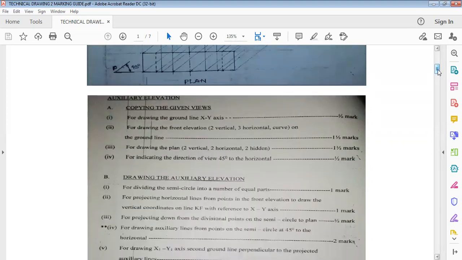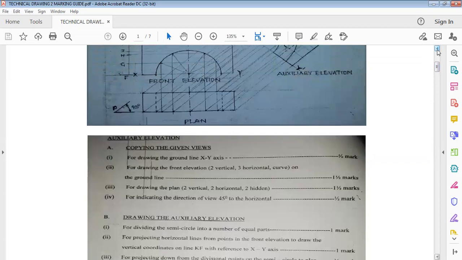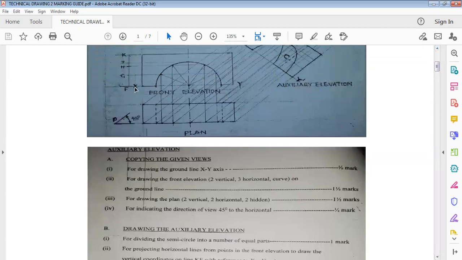Now, for copying the given views, what are the things that you are expected to put in your drawing, in your solution? Roman figure 1 says that for drawing the ground line X, Y axis, half mark. So where is the ground line X, Y axis? Here it is, X, Y. So for drawing this line, you have half mark for that.